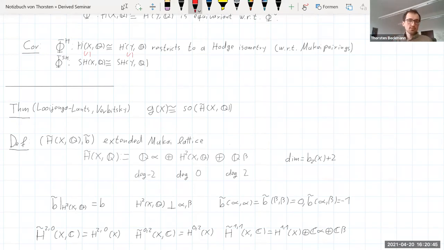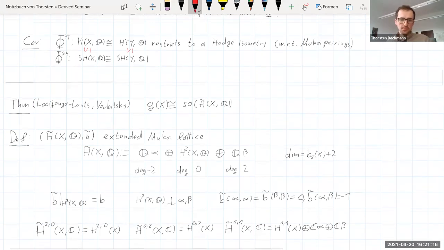For K3 surfaces, the extended Mukai lattice is just the full rational cohomology, except of course there's a degree shift, but that's just convention. And again, as in the case of K3 surfaces, the extended Mukai lattice inherits a weight two Hodge structure from the second cohomology. There is no surprise here. The 2-0 part is the 2-0 part from the second cohomology, the 0-2 part is the 0-2 part from the second cohomology, and the 1-1 part is the rest.